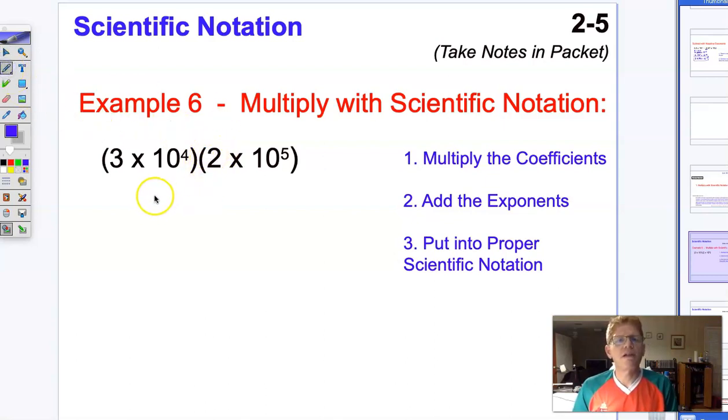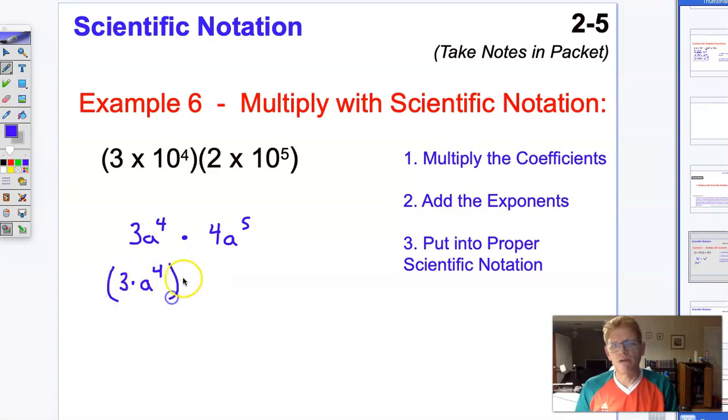Before we get into it, let's consider multiplying two numbers with coefficients in the same base. Let's say I had something like 3a to the 4th times 4a to the 5th. Now, if you'll remember, this is really just two numbers being multiplied together. That's 3 times a to the 4th, right? We can group those together, times 4 times a to the 5th.